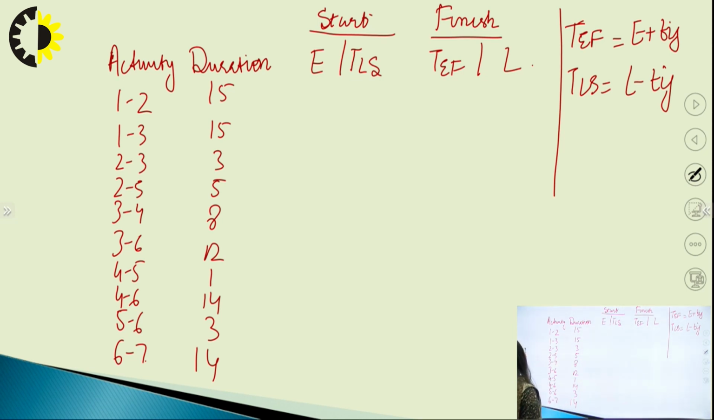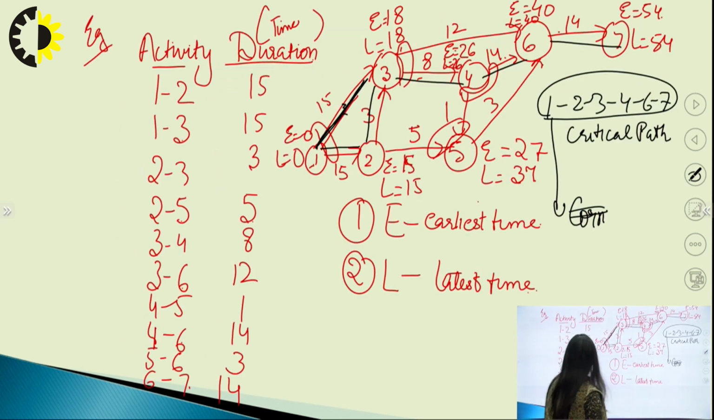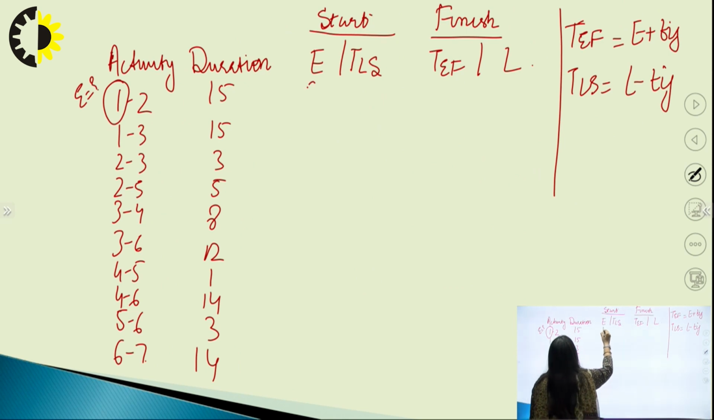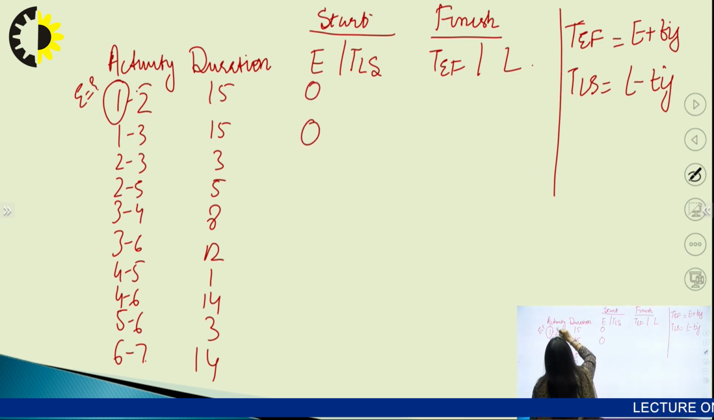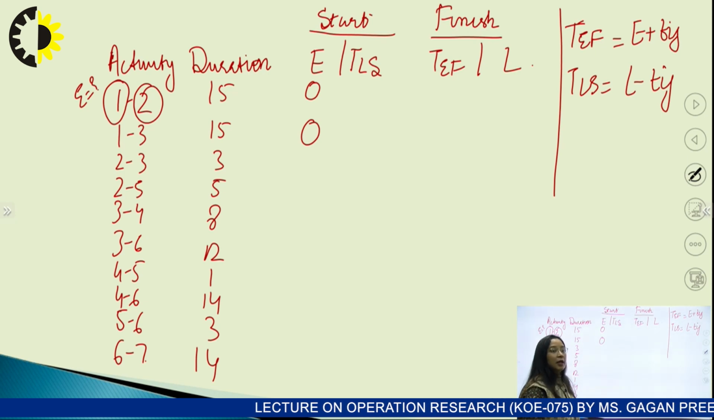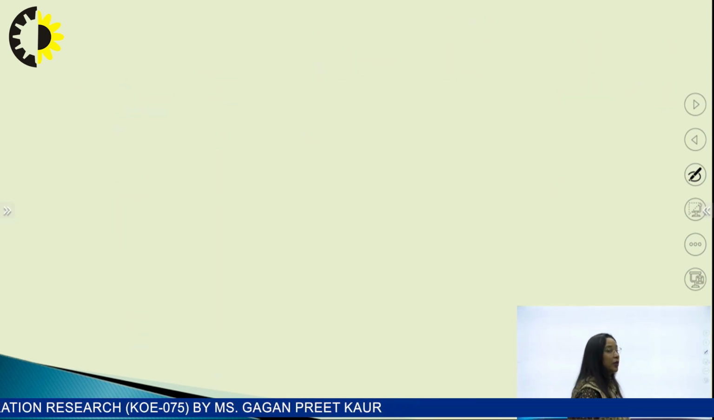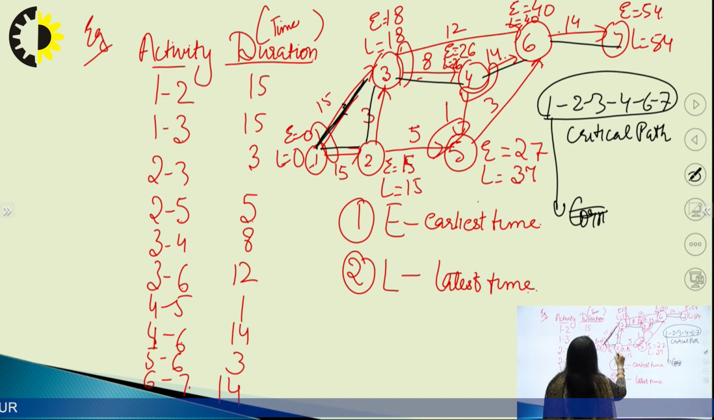Okay. Now we have to find out the value of E and L for each activity. E will be the time at the starting point. Like on 1, what was E? You can see the value of E on 1. That was 0. So here 0 and 0. And L will be the latest time at 2. What is the latest time at 2? 15.